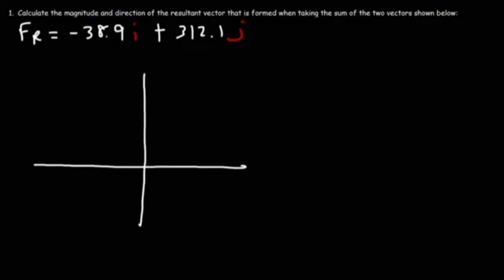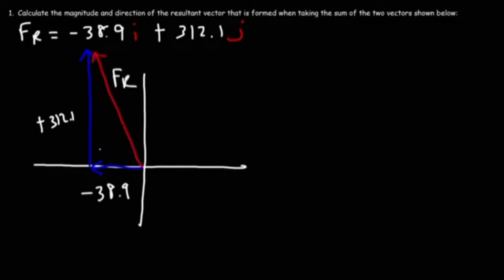Now that's the x component and it's negative, so we're going to travel approximately 39 units to the left. So we'll put negative 38.9. Then this is our y component. It's relatively large compared to the x component, so we're going to travel positive 312.1 units above the x-axis. And the hypotenuse of this triangle is going to be the magnitude of the resultant vector. And this is going to be our reference angle, the angle inside of the triangle.